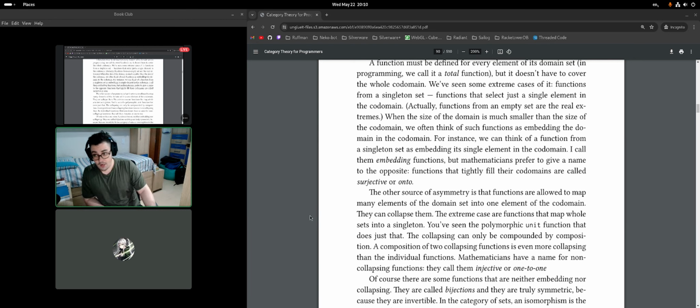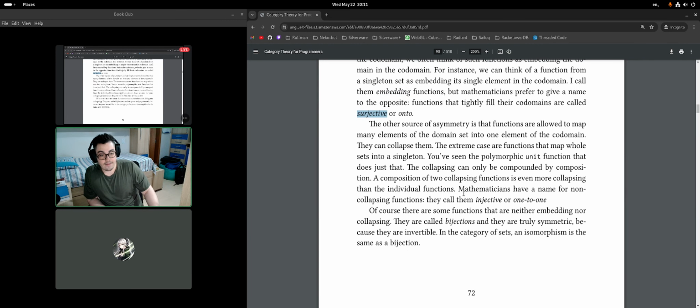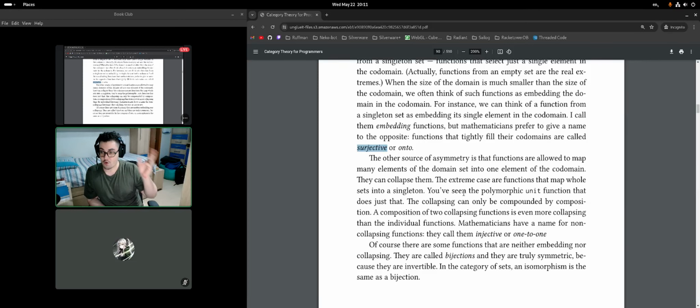Collapsing functions have a special name, which is injective. Actually, no, collapsing, sorry. Non-collapsing functions are called injective. The opposite of embedding, apparently mathematicians like to give names to everything, is called surjective. And then if you are neither embedding nor collapsing, you're gonna be a bijection, which is apparently synonymous with isomorphism. It's an isomorphism when you're dealing with functions, right?